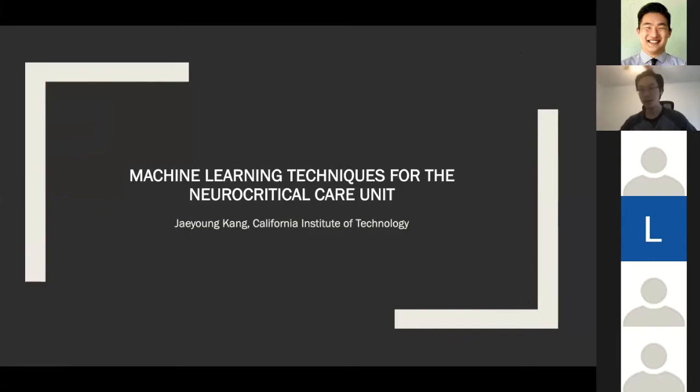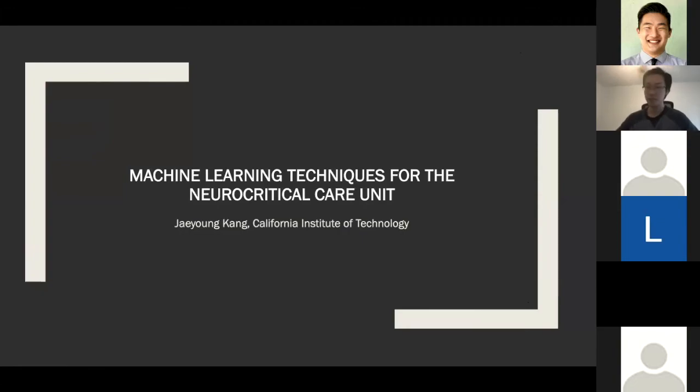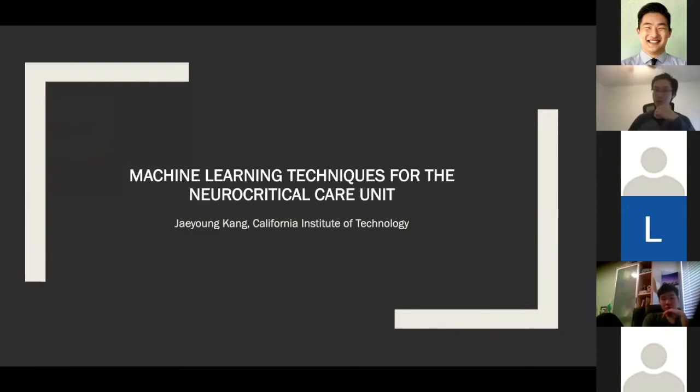Recently I got into machine learning for the neurocritical care unit. Right now I work in the lab with Dr. Jefferson Chen, a neurosurgeon at Caltech as well, and he currently works in the UC Irvine Medical Center. So when he brings in a patient to treat their traumatic brain injury, or this can also apply to any condition that exhibits similar symptoms for brain injury, like stroke patients, who can also exhibit hemorrhaging in the brain.